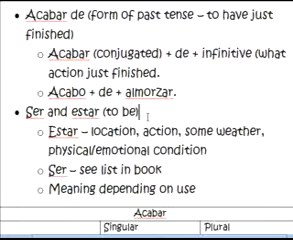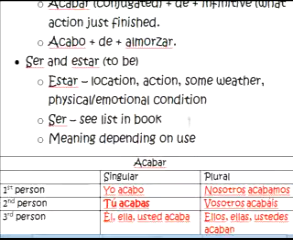Just as a reminder, estar is basically location, action, some weather situations, and then the physical and emotional condition that you've already seen. And there's a more extensive list for the verb ser. I'm not going to list those all here. You can see these in the book.